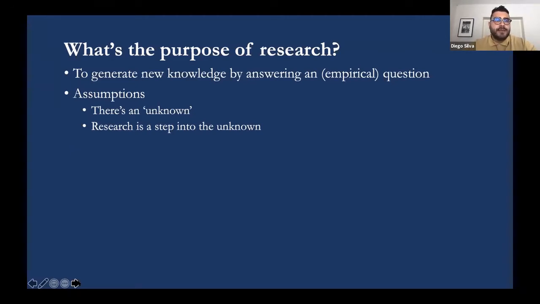But critically, there are several assumptions when we think that the purpose of research is to generate new knowledge. Again, these are really obvious. They're not tricky, but they're worth making explicit. So the assumption is that there is an unknown, and that research is, and I'm probably stealing this from somebody who I've already forgotten, research is a step into the unknown. Okay, and so with that, there come risks and uncertainty and so on and so forth, which we'll touch upon.